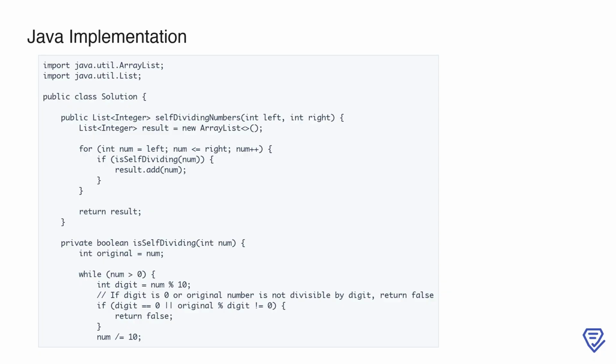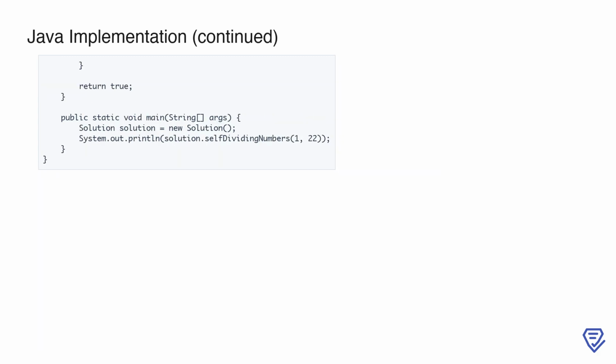The helper method, isSelfDividing, is designed to determine if a number meets the self-dividing condition. To do so, we store the original value of the number in a variable called original and then enter a while loop that processes each digit of the number. In the while loop, we extract the last digit of the number using the modulo operator. If the digit is 0 or the original number is not divisible by this digit, the method immediately returns false since the number cannot be self-dividing. Otherwise, we remove the last digit by performing integer division by 10 and continue the loop. If the loop completes without returning false, it means the number satisfies the self-dividing property, so we return true.